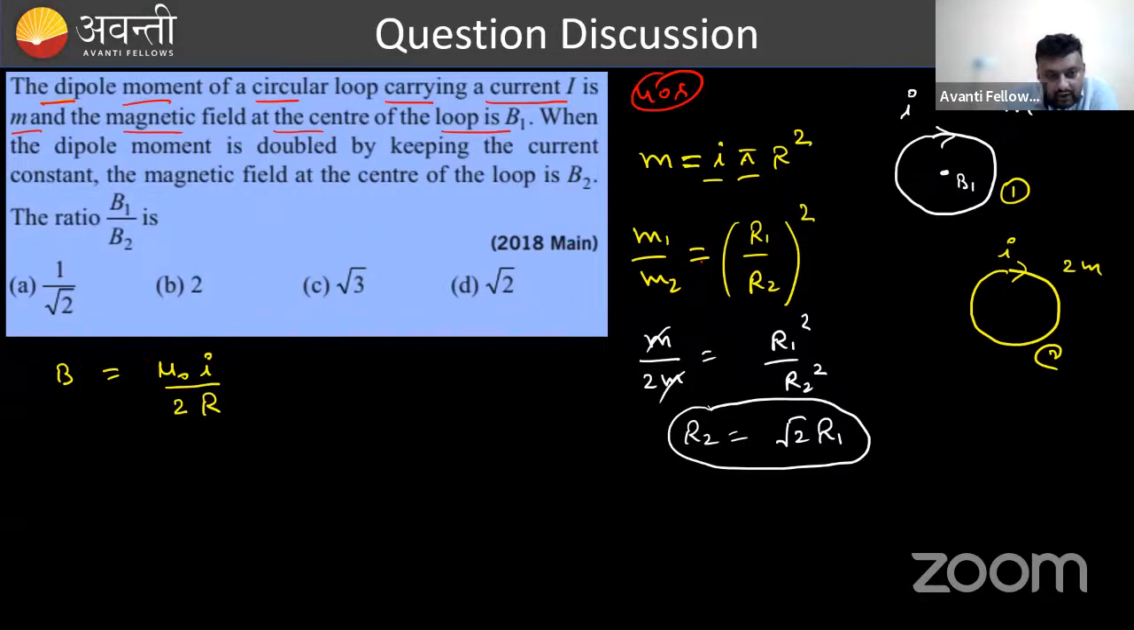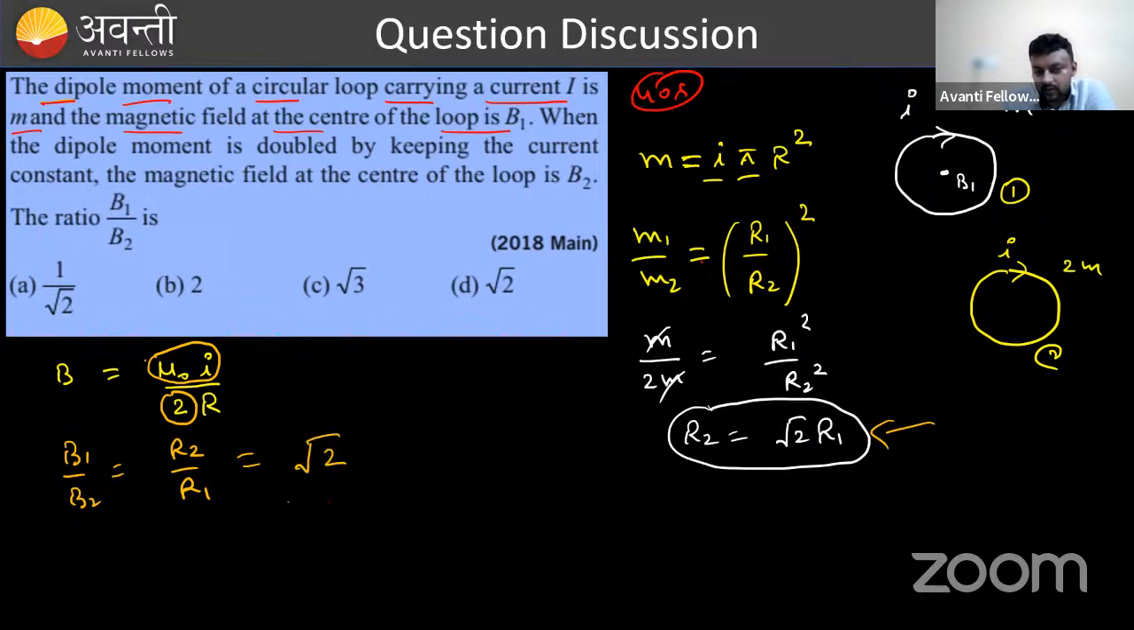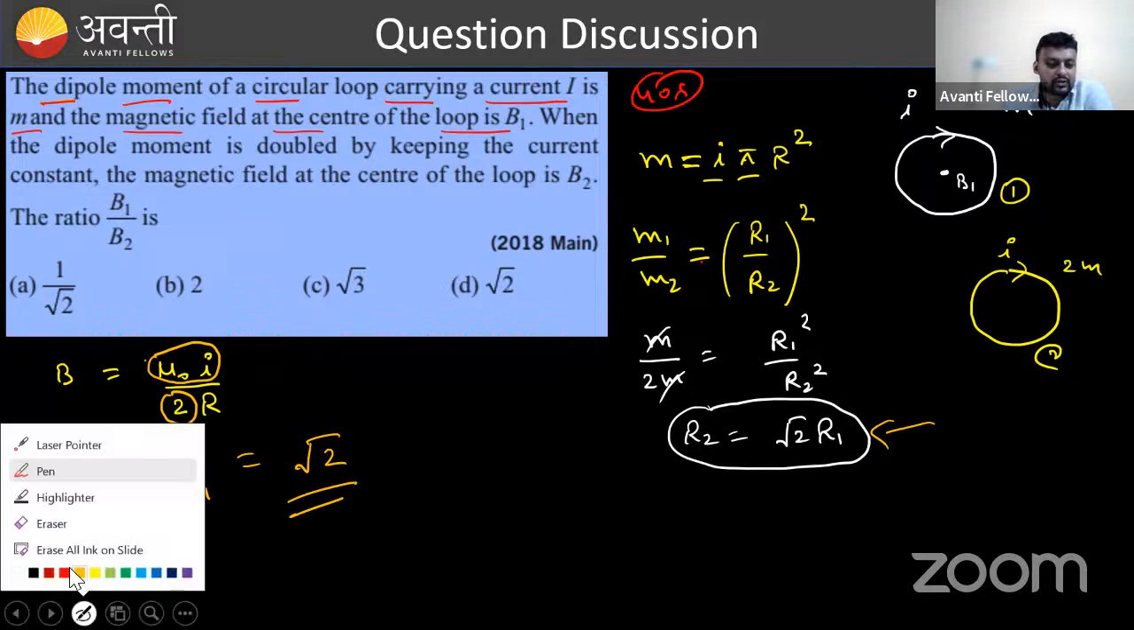You can see that mu naught is a constant term, I is a constant term, and 2 is a constant term. That means B is reciprocal to R. So you can write it as B1 over B2 is equal to R2 over R1. Clear? And what is R2 over R1? You can get it from here. R2 over R1 is root 2. So this is our correct answer, which is option number D.